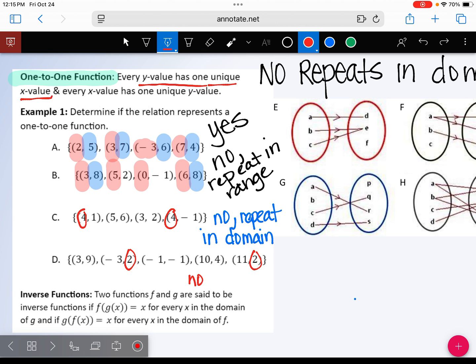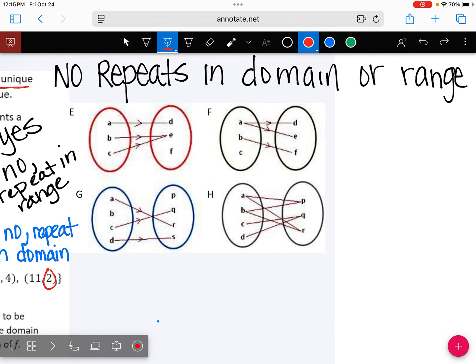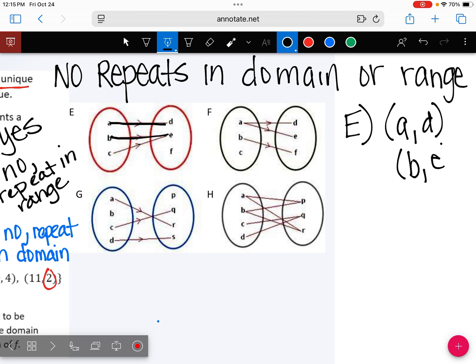All right, so now let's look at these function maps. I think these are kind of confusing because you're not used to seeing it this way. So what this map is saying, let's focus on this one here. E says that I have an ordered pair. You see how this goes A to D? So that means AD, that's one ordered pair. And then BE is an ordered pair, and then CE is an ordered pair.